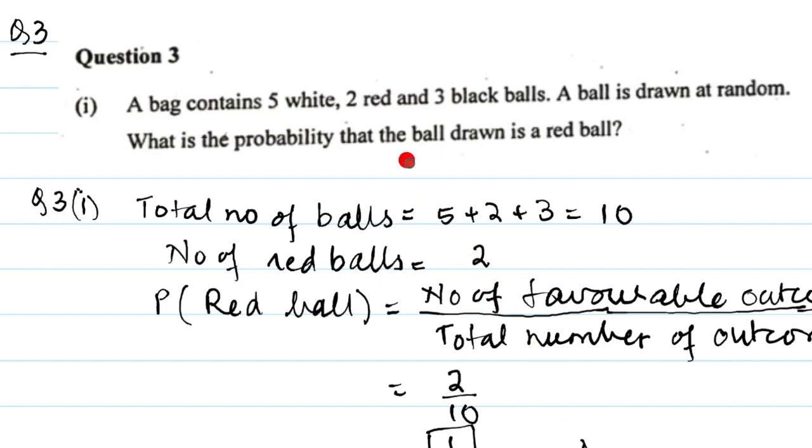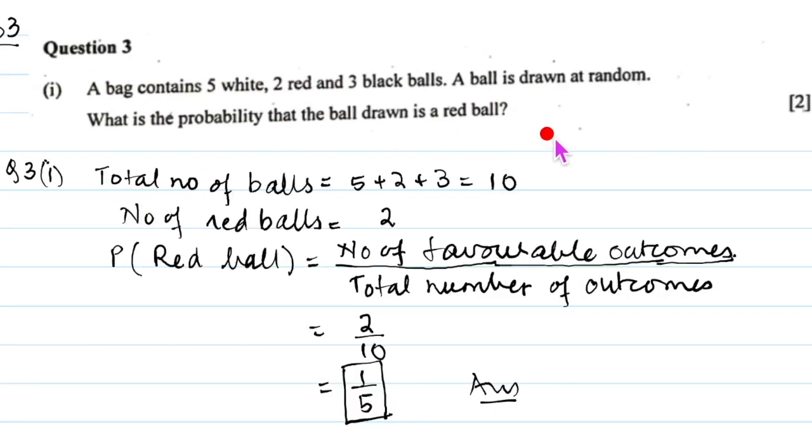Let's come to question number 3. A bag contains 5 white, 2 red and 3 black balls. A ball is drawn at random. What is the probability that the ball drawn is a red ball? So in our solution, because it's a 2-mark question, we need to write the statement. Actually, you can do this mentally, but we need to write the statements, right? So total number of balls will be this 5 plus 2 plus 3.